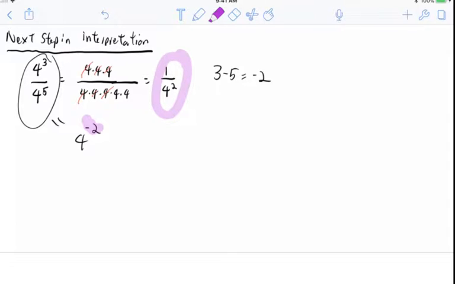We have to recognize this is new ground. We don't have an idea of what interpretation to assign this, but we do know that if it's going to be consistent with this rule, this number should be the same as this. So that's how we interpret it.